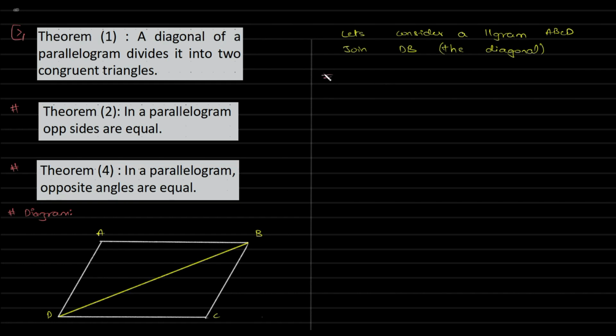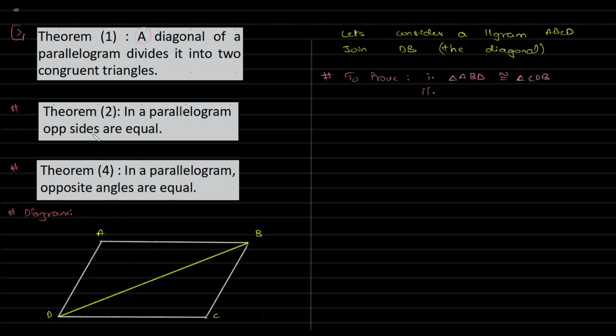Now what is it that we are looking at? We need to prove three things. Let's look at the first one. A single diagonal of a parallelogram divides it into two congruent triangles. So these two triangles are congruent. Triangle ABD will be congruent to triangle CDB. Okay, the order is important.